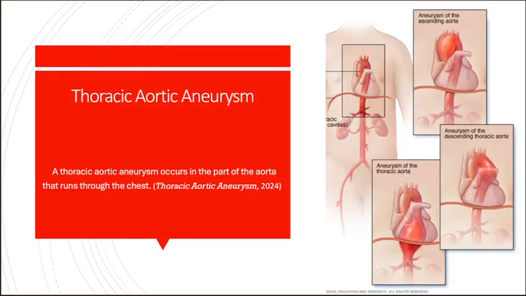There are multiple forms of thoracic aortic aneurysms, the first being the ascending aorta. So this is where the aneurysm occurs within the ascending aorta, which is the part of the aorta that's coming out of the top of the heart. There's also an aneurysm of the descending thoracic aorta, which is the aortic curve that's coming down behind the heart. And there's also an aneurysm of the actual thoracic aorta, which is directly behind the heart.